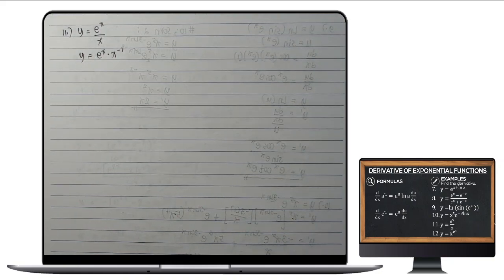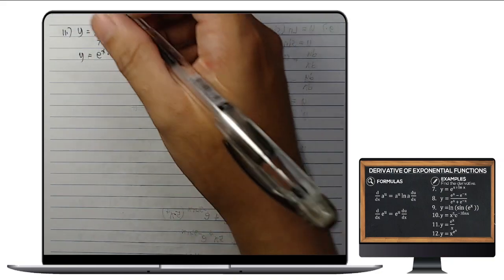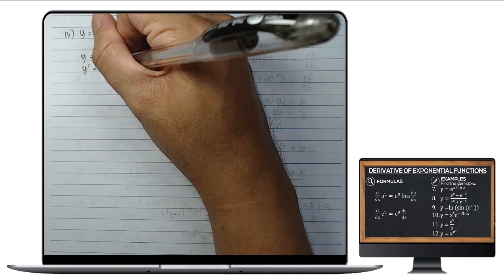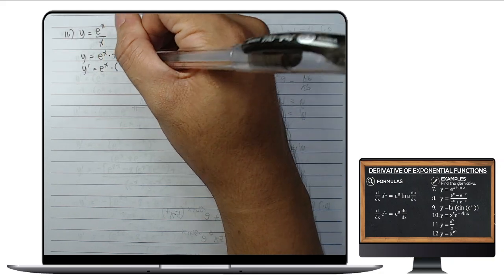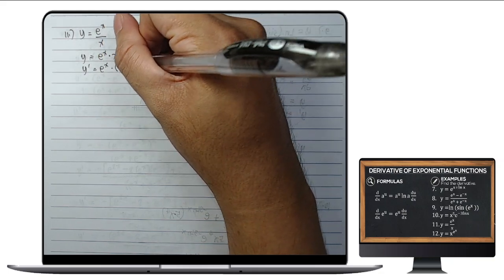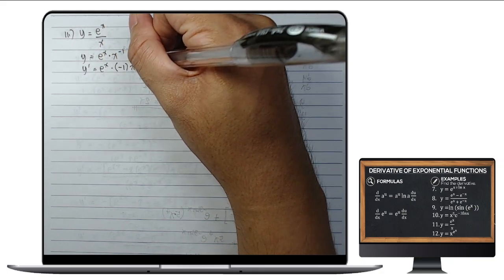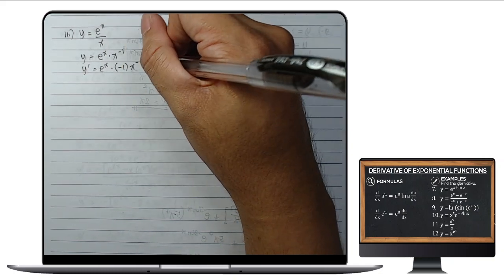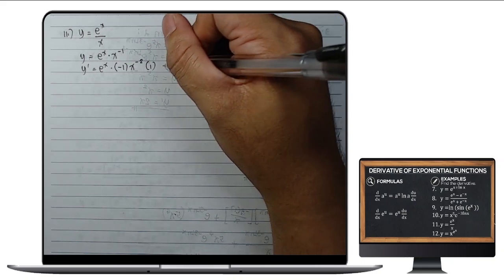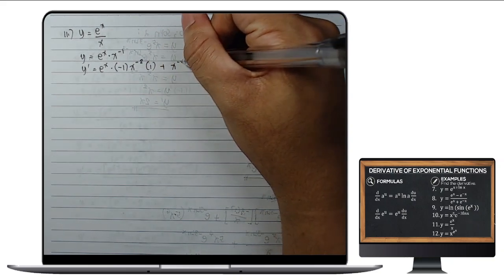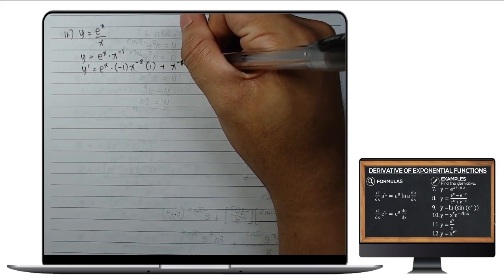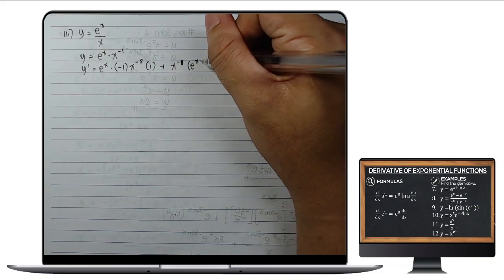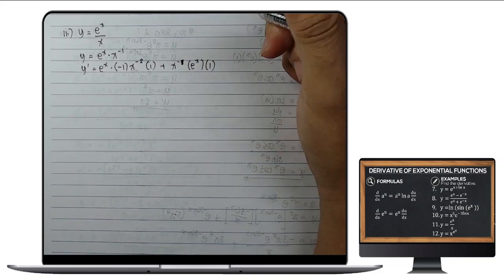So again, we can apply the derivative of a product here. So y prime is equal to, copy e raised to x times the derivative of x raised to negative 1. So negative 1 x raised to negative 1 minus 1, that is negative 2, multiplied by the derivative of x, which is 1. Plus, copy x raised to negative 1 multiplied by the derivative of e raised to x, which is e raised to x times the derivative of x, which is 1.